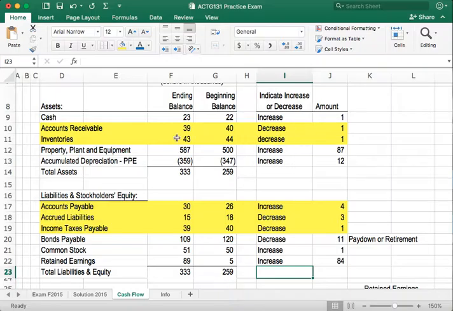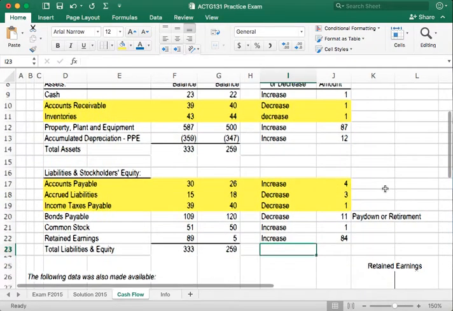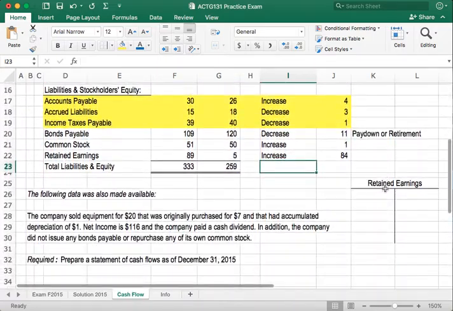So now I've indicated all the balance sheet accounts and whether they're increasing or decreasing. The next step is to look at the information given. So there's two pieces of information here. The company sold equipment for 20, and the second piece is net income is 116,000, and the company paid a cash dividend.